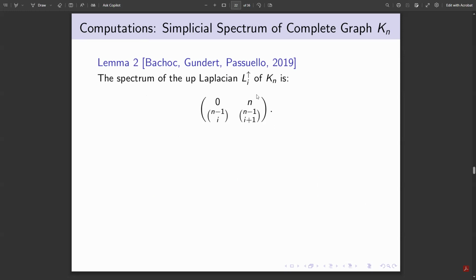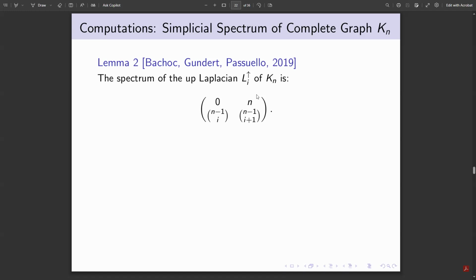So here's some lemmas we found and lemmas from other places. And I want to give an idea of how we use these lemmas to compute these spectra for some classes of graphs: the spectrum of the Laplacian operator of the clique complexes of certain classes of strongly regular graphs. So here's a quick lemma that is not our lemma. This is one of the earliest computations.